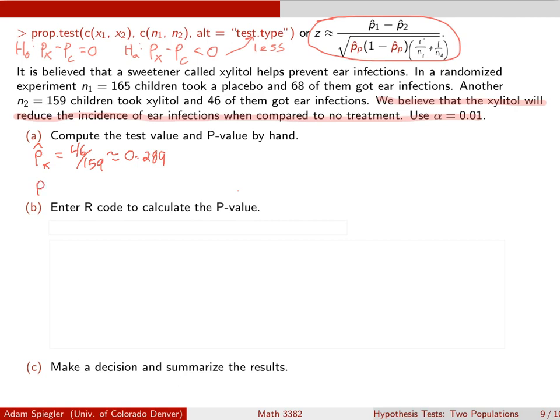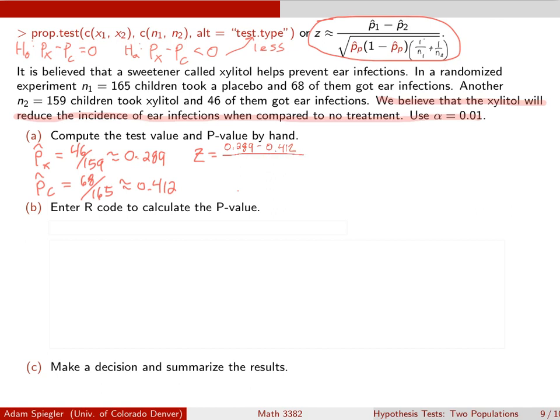Now let's compare this to the control group, which had 68 out of 165. That comes out to a proportion of about 41%, so rounding to 3 decimal places, that's 0.412. This does seem like a pretty big difference in proportions. But is that difference actually large, or is it within the realm of difference that we might expect from just the sampling process? So on top, I'm going to take my sample treatment group proportion that got an ear infection, 0.289, minus the control group.